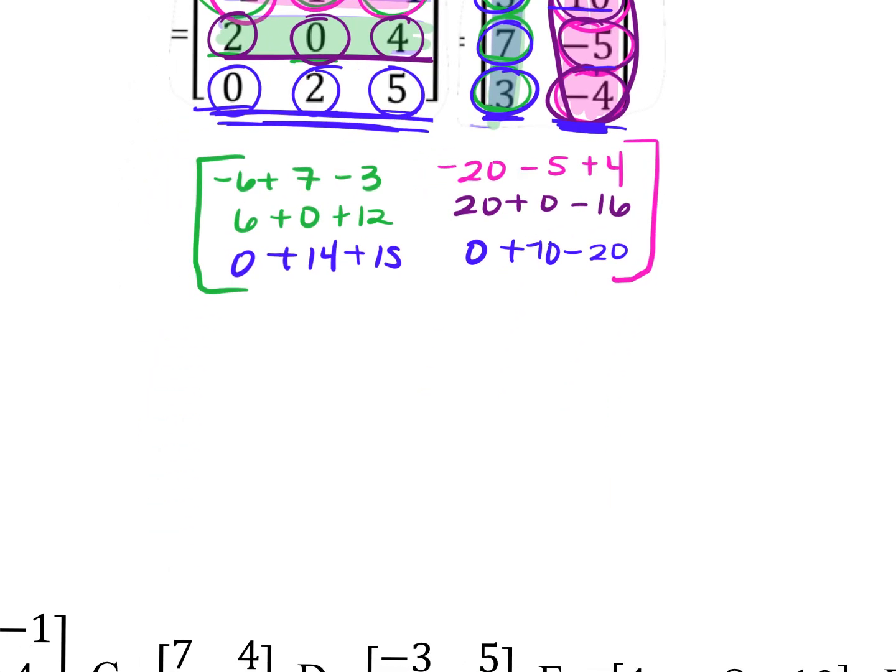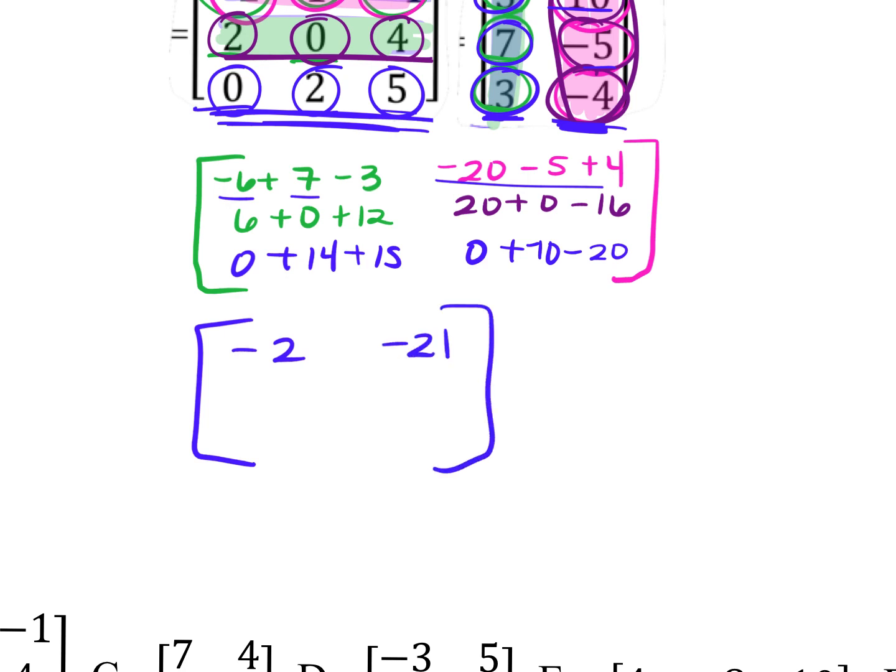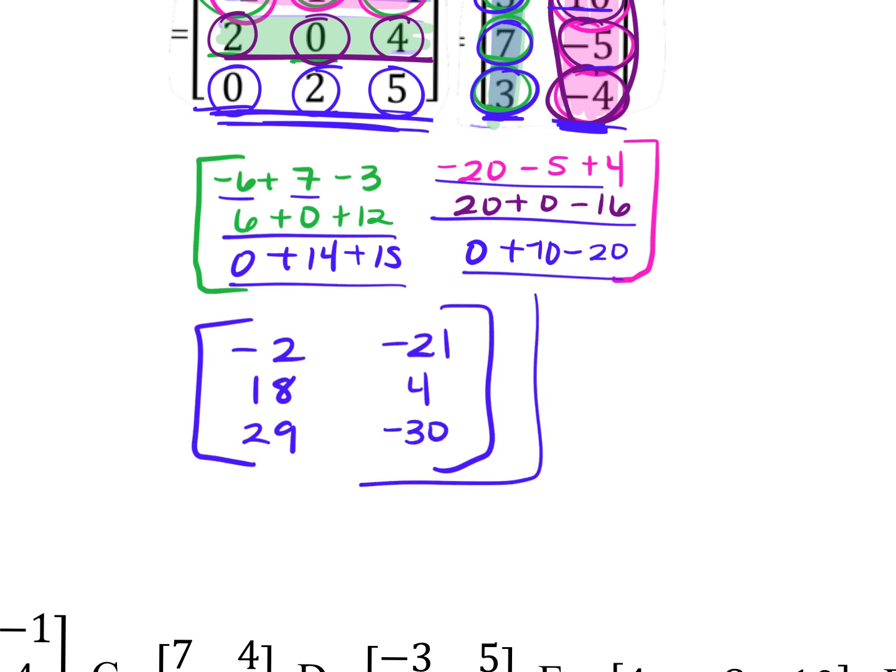So simplify that. And you get a -6 plus 7. So 1 minus 3 is a -2. -20 minus 5 is a -25. -25 plus 4 is a -21. 6 plus 0 plus 12 is 18. 20 plus 0 minus 16 is 4. This is 29. And this is -10 minus 20, so a -30.